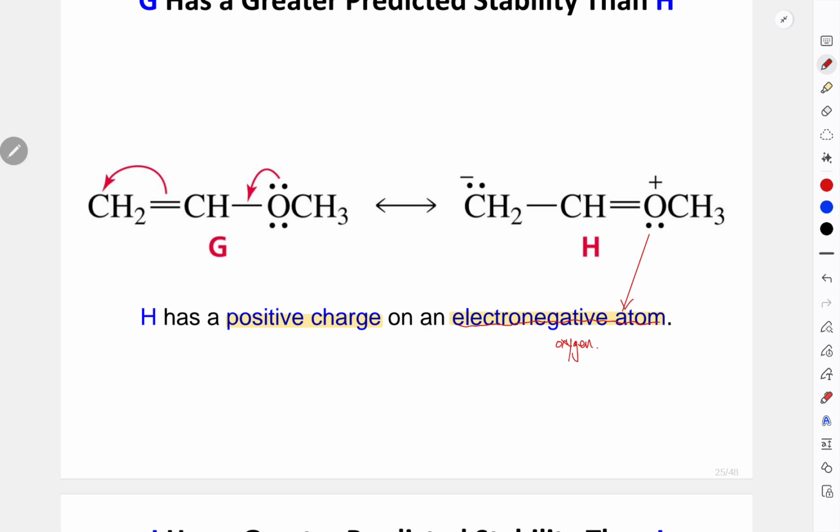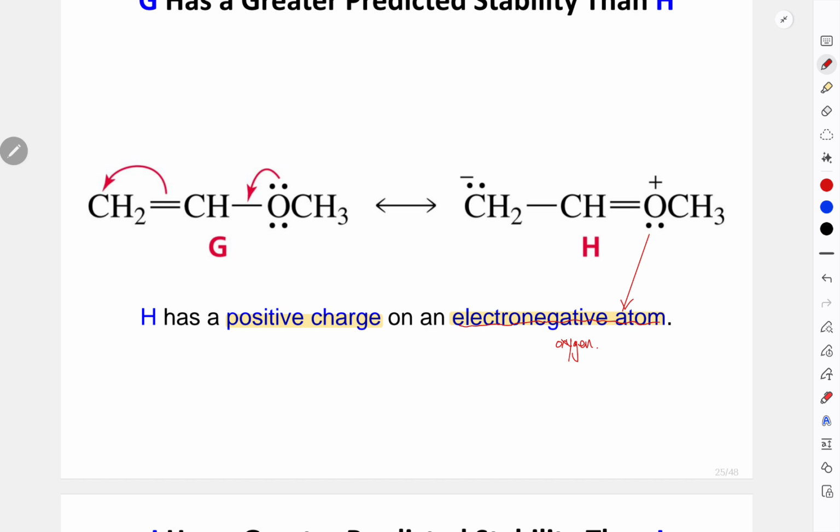In G, there's no charge separation. Also, if you think about the location of the positive charge, it resides on the oxygen. Oxygen is an electronegative atom, so it's not happy with having a positive charge. So that's one other consideration: H has a positive charge on an electronegative atom, which is not good. So in this case, G has greater stability and greater contribution to the resonance hybrid.